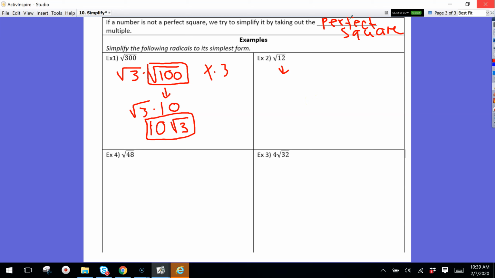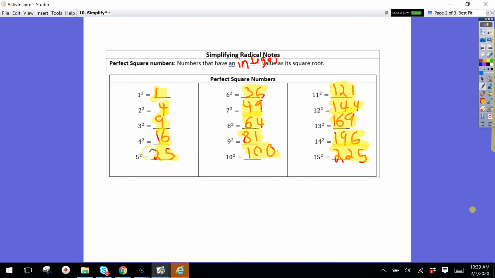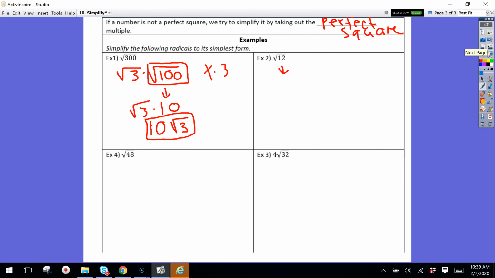So from my list, I can tell, first of all, 16 is too big, so we're not going to try that. 9 does not go into 12, but 4 does. I can actually split up 12 into the square root of 4 times the square root of 3.